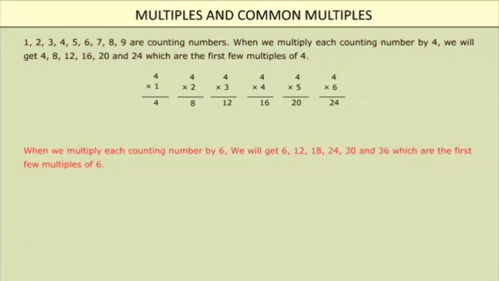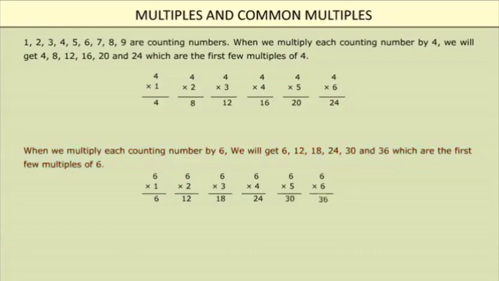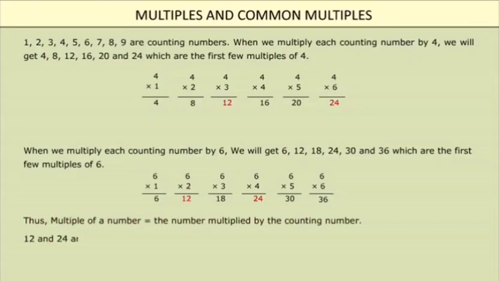When we multiply each counting number by 6, we will get 6, 12, 18, 24, 30 and 36, which are the first few multiples of 6. Thus, a multiple of a number is equal to the number multiplied by a counting number. 12 and 24 are the multiples of both 4 and 6. They are called common multiples.